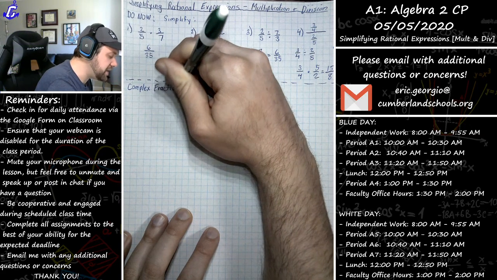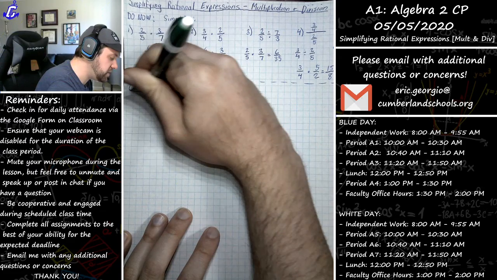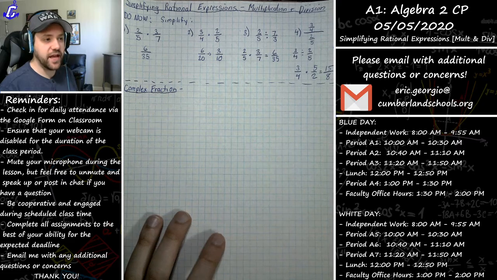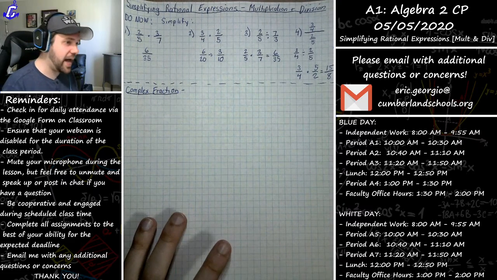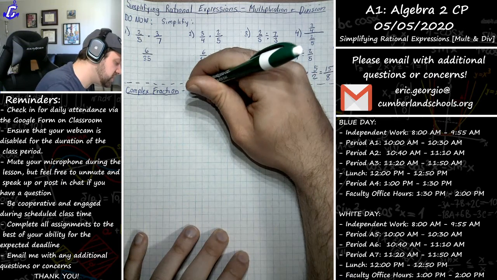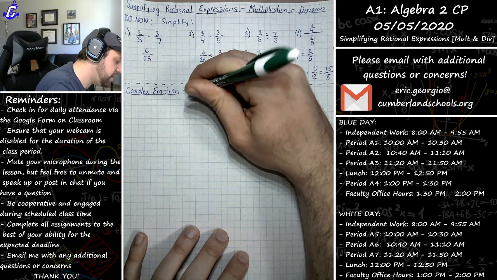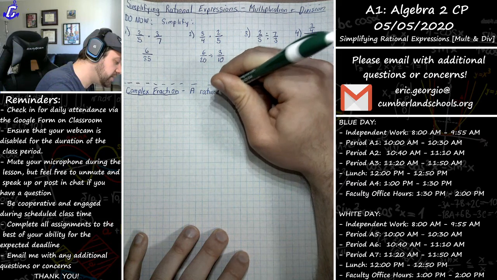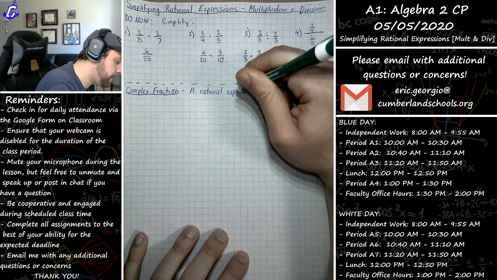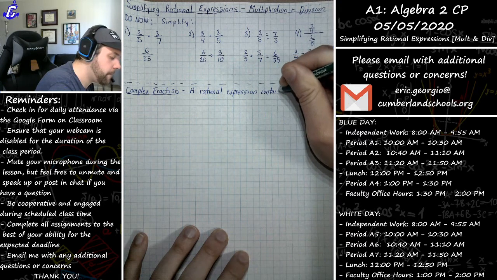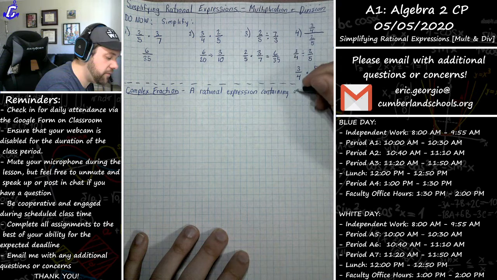Sort of a misleading name in my opinion, because a complex fraction, I've also heard them called compound fractions. You would think it has to do with complex numbers, which is i, but it actually doesn't, which is weird. A complex fraction is just when you have a rational expression, so a fraction, containing a fraction.